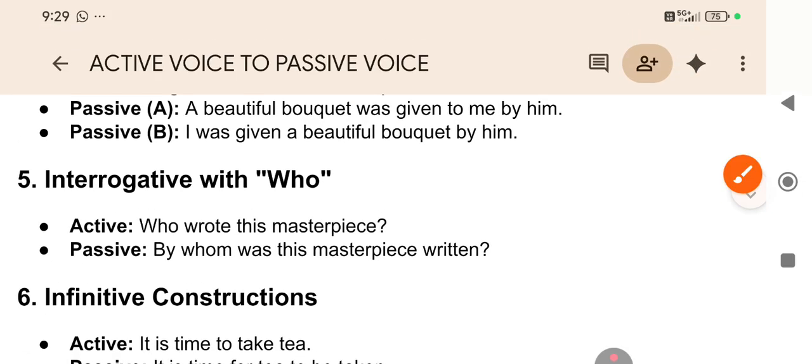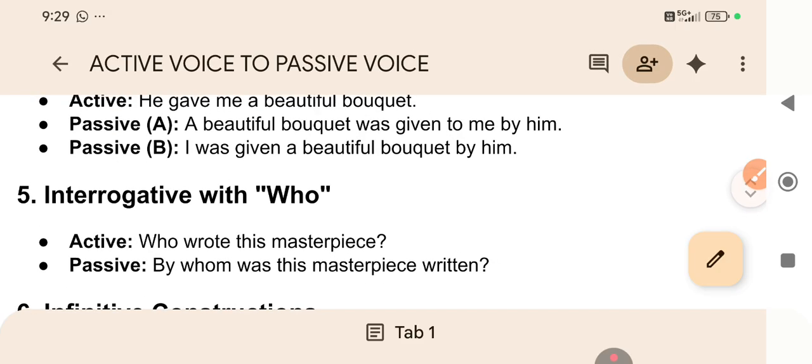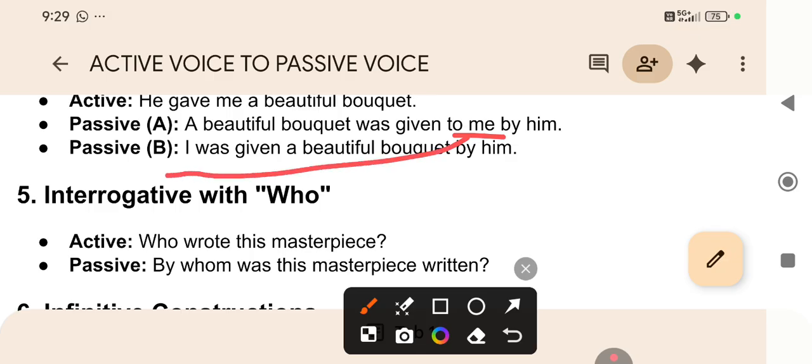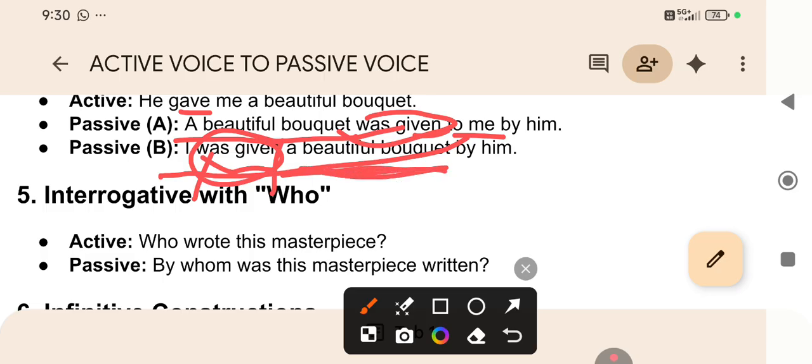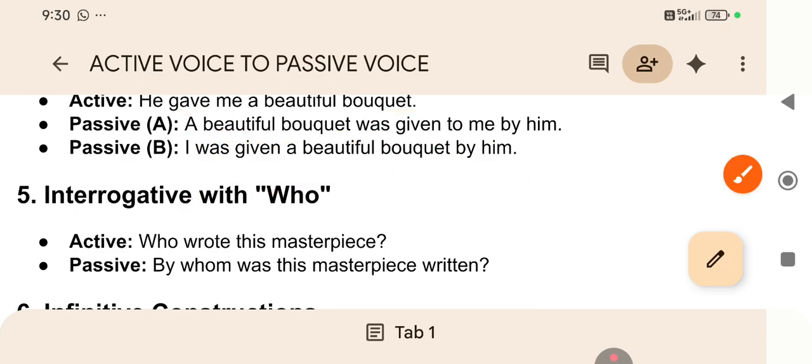Second, maybe like I was. Why? Because here you have taken this me first, right? So that will be I, because me becomes I before the verb. So I, then was, because gave: I was given. Because the helping verb is the same, in both cases you have to use the same helping verb and the third form of the main verb. But now a beautiful bouquet will be adjusted here: a beautiful bouquet by him.